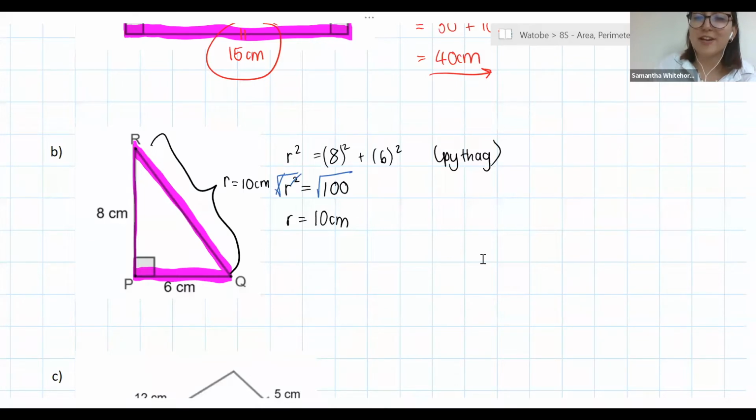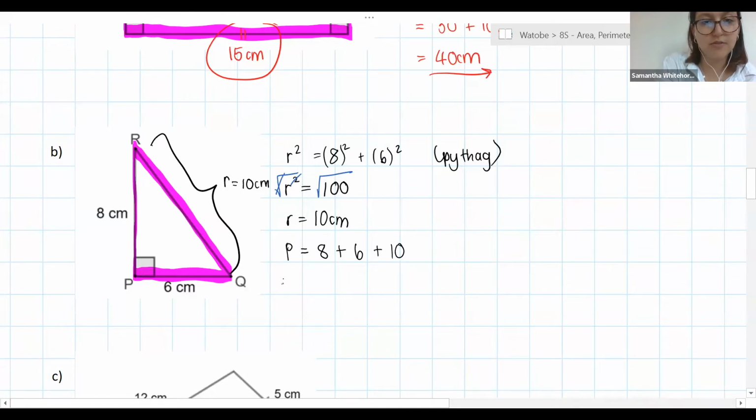Can you tell me how to work out the perimeter? Yes, ma'am. So I say P equals 8 plus 6 plus 10. Perfect. And that is a total of? 24 centimeters. Perfect. Well done. Fantastic. Thank you.